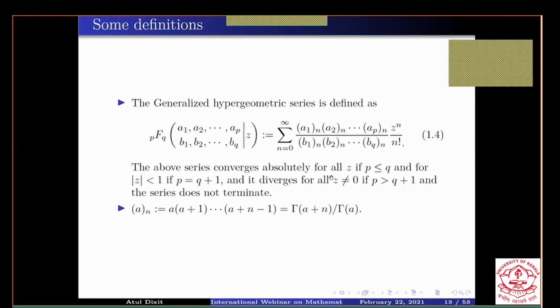That's a nice thing. This Pochhammer symbol, which is the quotient of gamma functions, is essentially a finite product: a times a plus 1, and so on up to a plus n minus 1.